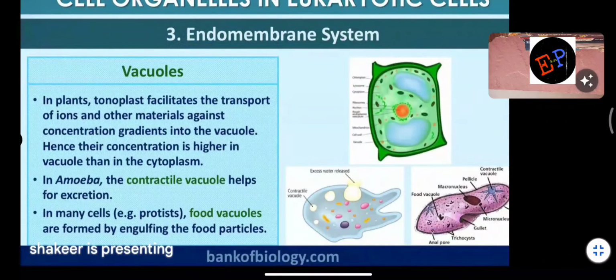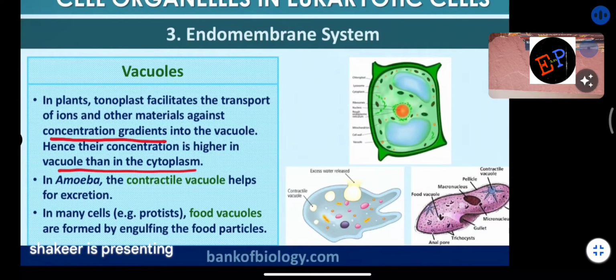In plants, tonoplast facilitates the transport of ions and other materials against the concentration gradient into the vacuole. Are you able to understand? So this tonoplast transports materials against the concentration gradient. What is meant by against the concentration gradient? It means materials travel from lower concentration to higher concentration. That is called against the gradient. Hence their concentration is higher in the vacuole than in the cytoplasm. Are you able to understand now?